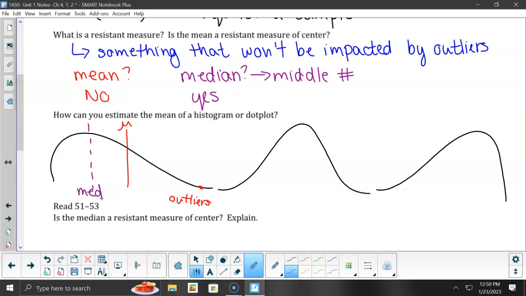If it's a normal distribution and there are no outliers, where do you think mean and median are in relationship to each other? About the same spot. They are pretty much close to being the same. Samesies.